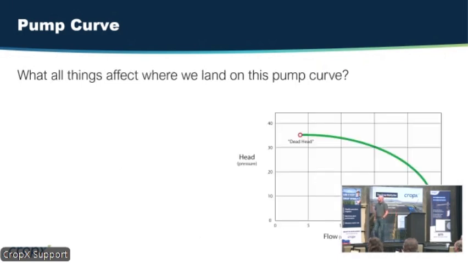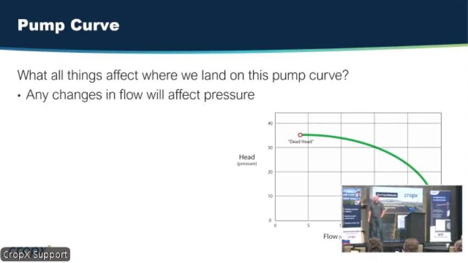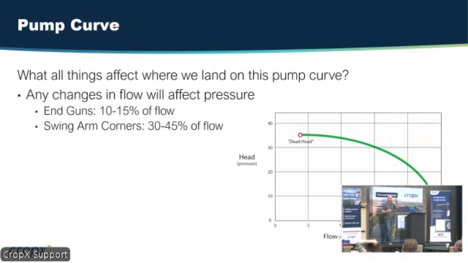So what all things affect where we land on this pump curve? Well, any changes in flow affect pressure, right? So if I have more flow, we're going to fall farther to the right of this pump curve. End guns, most end guns on a good design can account for 10 to 15% of the flow. Okay, so if I shut off my end gun, we're going to slide to the left. Our pressure is going to go up. I turn my end gun on, our flow increases, we're going to go to the right. Okay, so this is why sometimes you may see pressure changes on a machine.